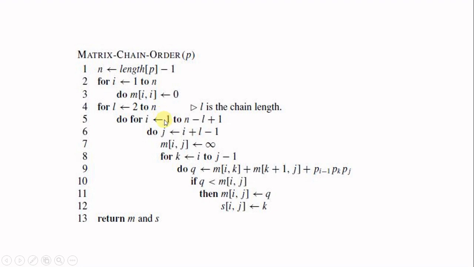So in each step it sets i to start again. When L is equal to 2, chains of length 2 are 1 to 2, then 2 to 3, then 3 to 4, 4 to 5, 5 to 6, etc. That is the chain, then the sequence. When L is equal to 3, it will again start from 1, so 1 to 3, then 2 to 4, then 3 to 5, etc. Then L is equal to 4, so again it starts from 1 to 4. Like that it will continue.